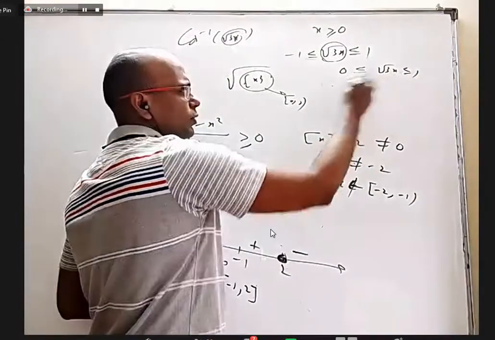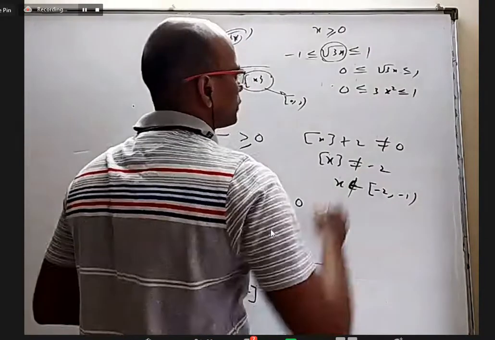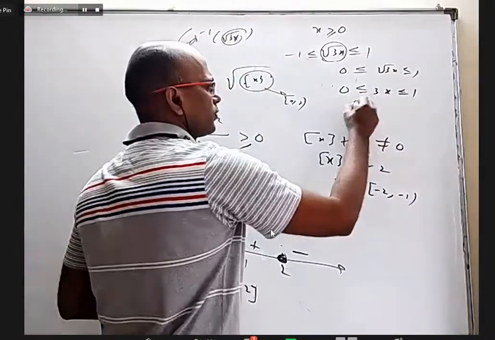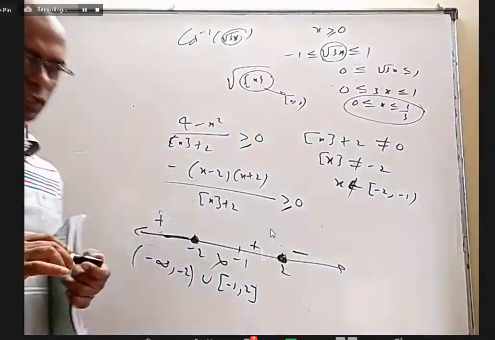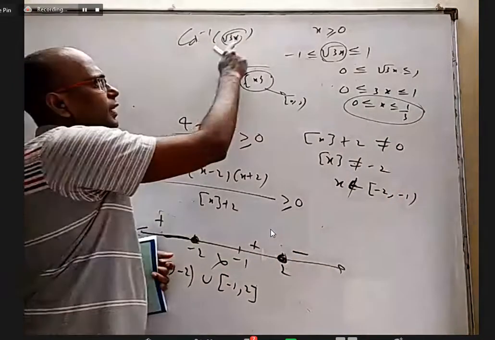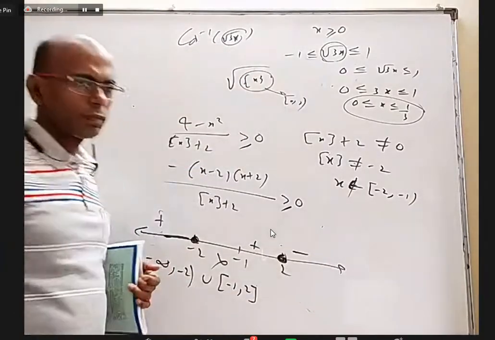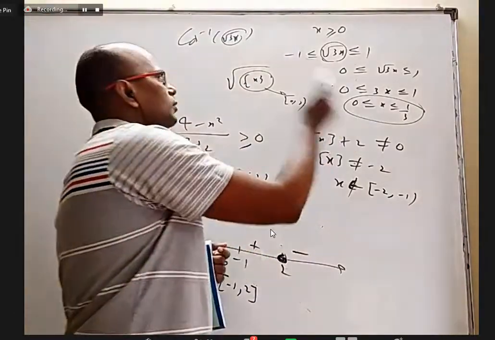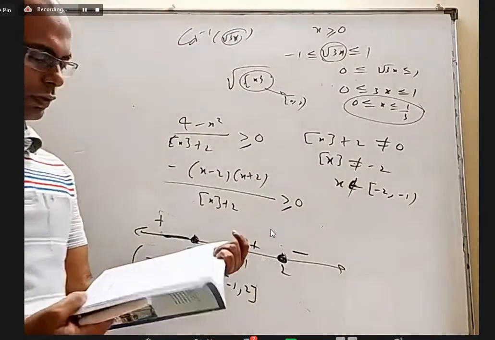Square it, we all are positive, we'll get 0 less than or equal to 3x less than or equal to 1. When you divide, 0 less than or equal to x less than or equal to 1 by 3. So when x is 0, it is 0. When x is 1 by 3, it is 1. If you take more than 1 by 3, it will be crossing 1, and cos inverse of a number more than 1 is not defined. Cos inverse of any number between -1 to 1 only is defined. So closed interval 0 to 1 by 3.